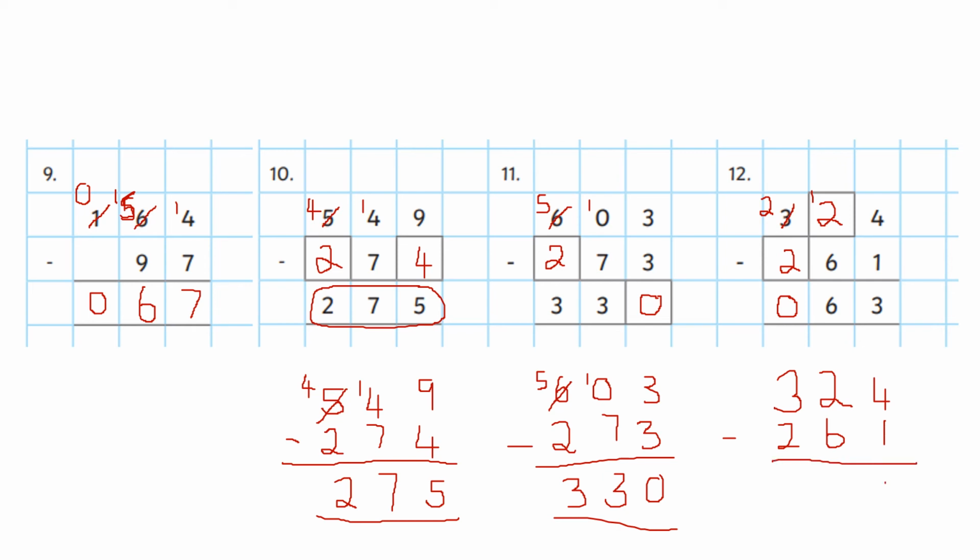4 take away 1 is 3. 2 take away 6, we can't do it, so we need to exchange. Bring the 1 over. 12 take away 6 is 6. And then 2 take away 2 is 0. Sorry, my numbers are a bit wonky. It's very difficult doing this with a mouse.